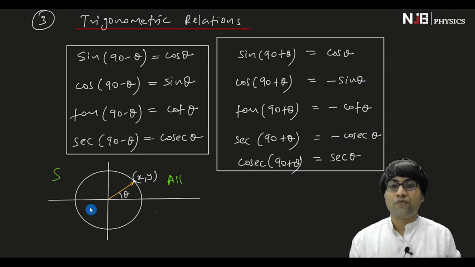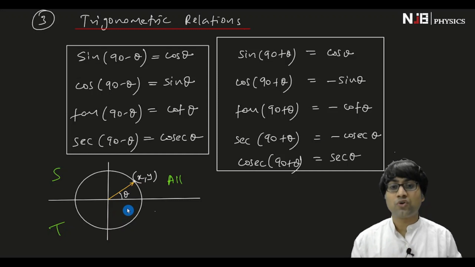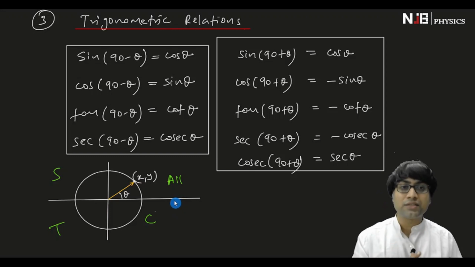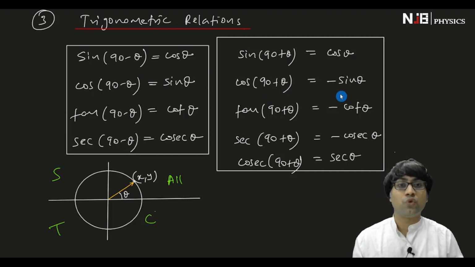Similarly, in the third quadrant, tangent and its reciprocal cotangent, that means tan and cot, are positive, and the rest are negative. In the fourth quadrant, cos and its reciprocal, sec, are positive, and all other ratios are negative. You can memorize it as "All Students Take Care" or "All Students Take Coffee," whichever way is convenient to you. In this manner, you can memorize this little trick or rule, and in accordance with it, you can work out what sine of 90 minus theta would be, or cos of 90 plus theta would be.